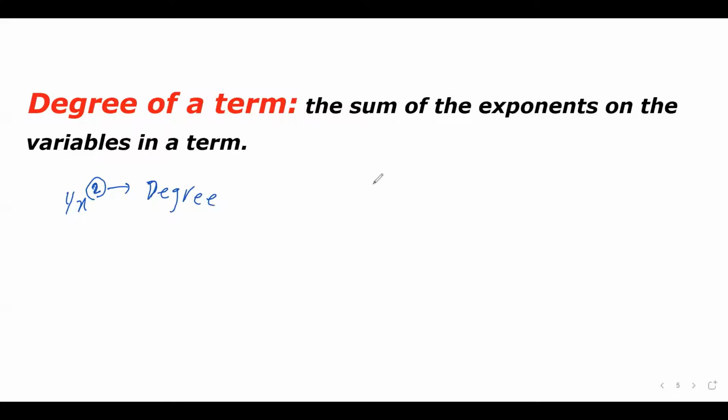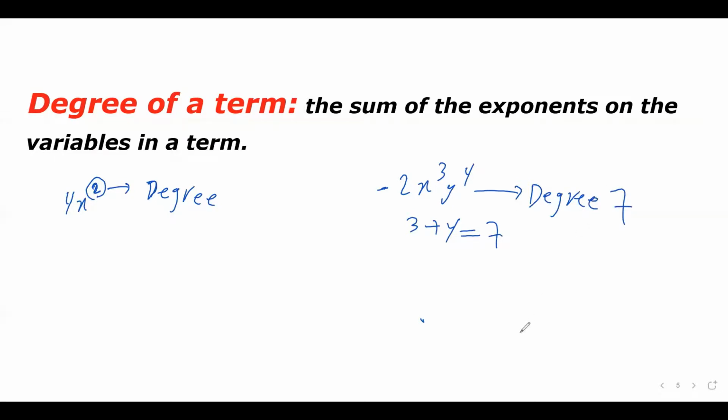How about this one? I have negative 2x cubed y to the power of 4. I want to know what is the degree of this term. As we said, the degree of a term is the sum of the exponents on the variables. So I have 3 on this variable and I have a 4 on this variable. So the degree of this term is just 3 plus 4, which is 7. So the degree is 7.